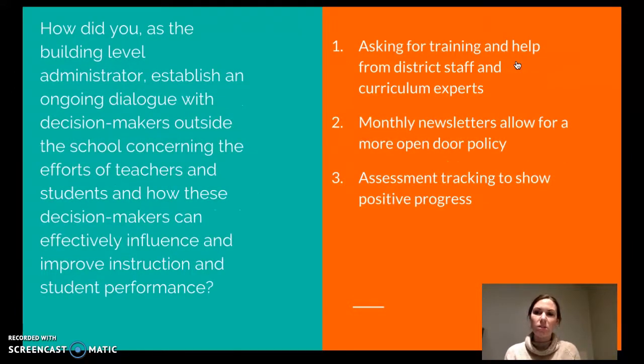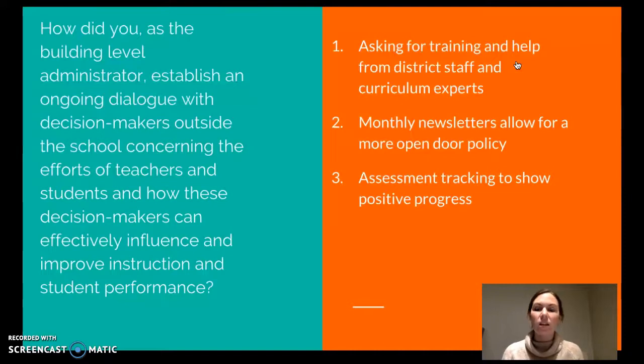Okay, and then having an open dialogue with decision makers outside of the school, the first thing I did was ask for training and help from the district staff and other curriculum experts. So making sure that they're aware that we are in need of some support and then asking for that and getting it from them. The second is, again, those monthly newsletters that allow for a more open door policy from me to other community members, making sure that they know I want them to be involved and their opinions truly are valued. So those monthly newsletters on their own, but then also just making more relationships with community members and parents.